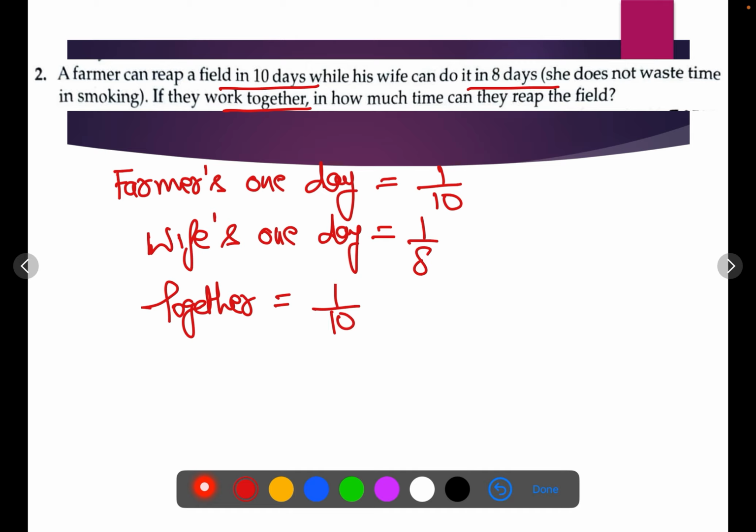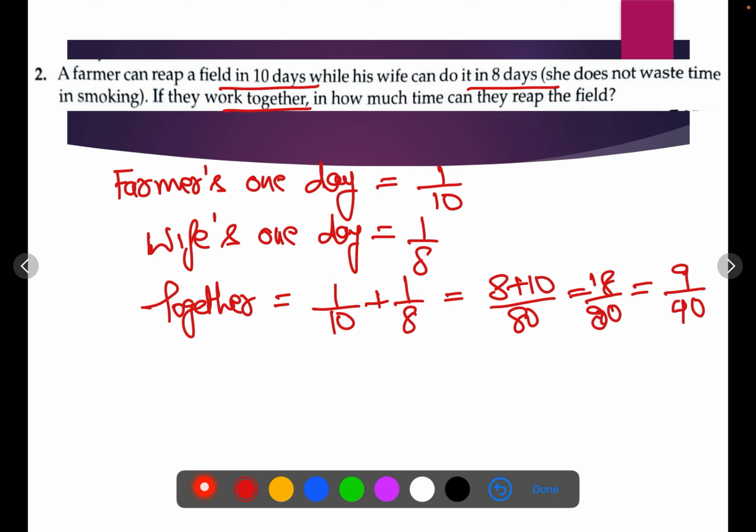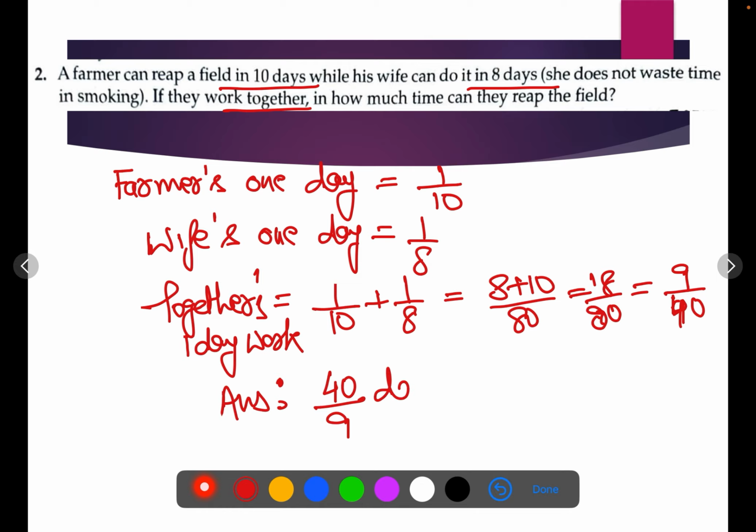Together 1 upon 10 plus 1 upon 8. So it will give you 8 plus 10 upon 80, which is 18 upon 80 and 9 upon 40. So together's 1 day work is 9 upon 40. So how much time will they take to complete? 40 upon 9 days can be written as 4 by 9 days. Simple basic concept.